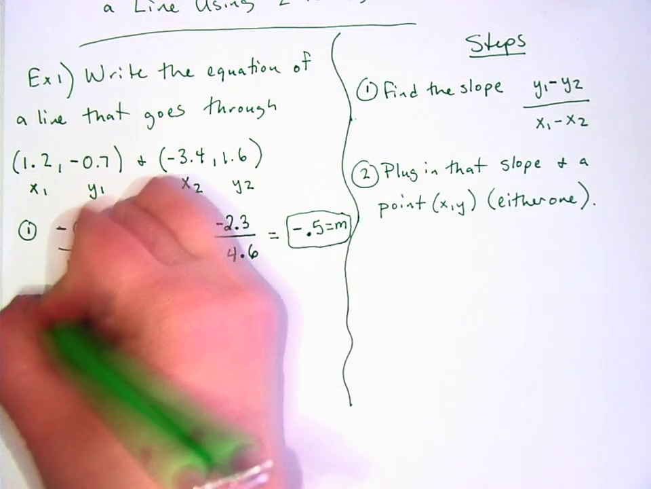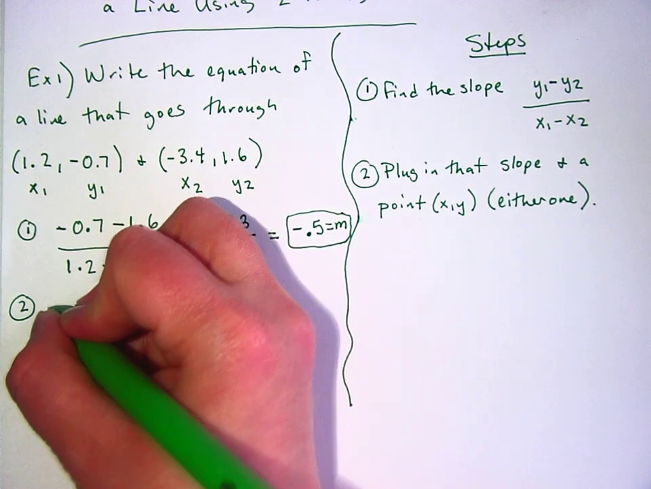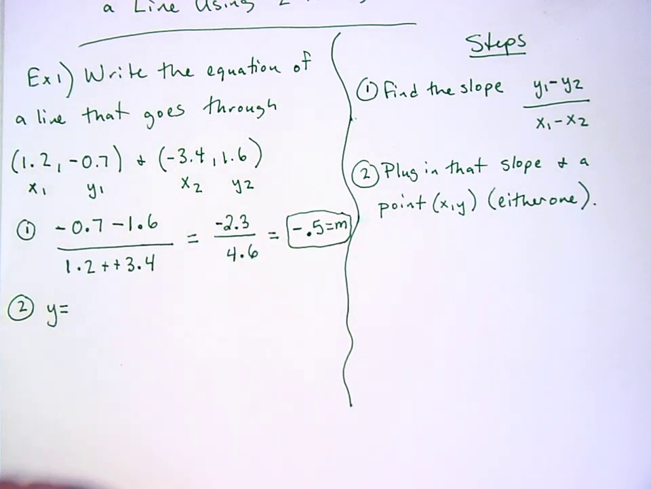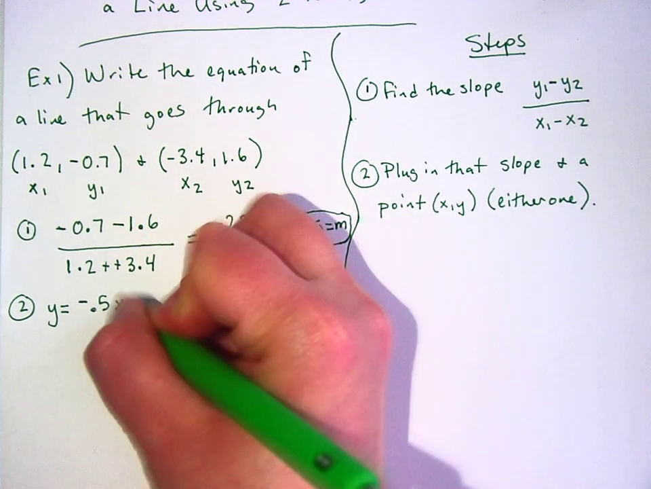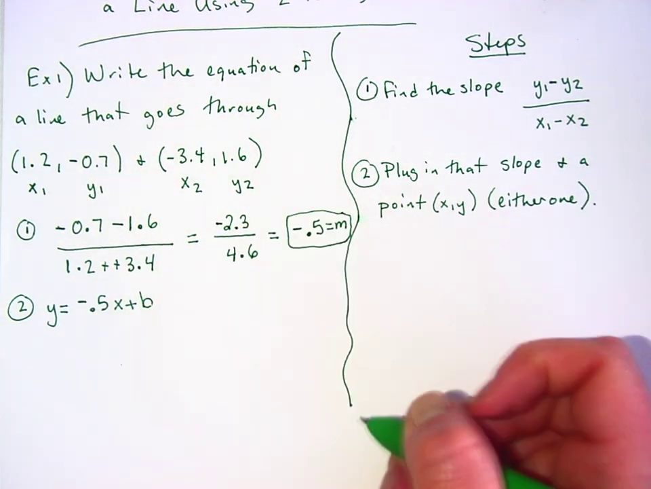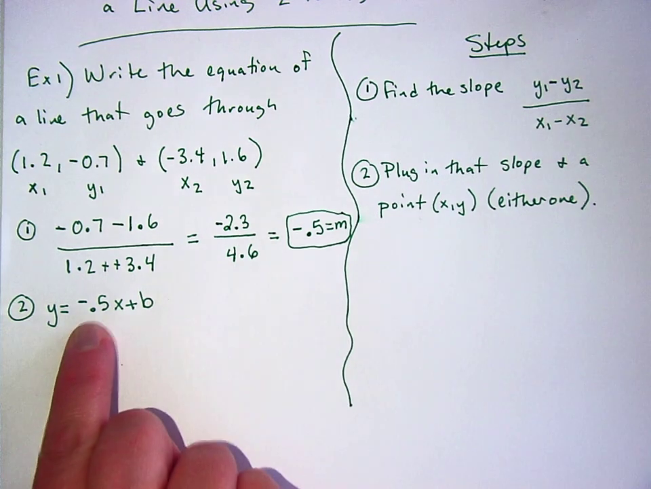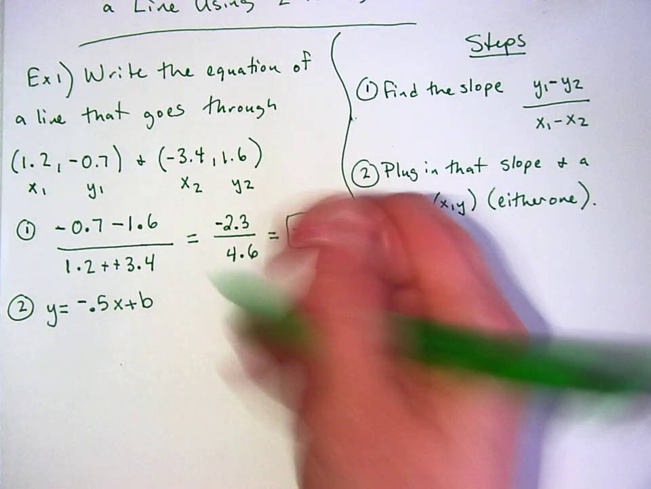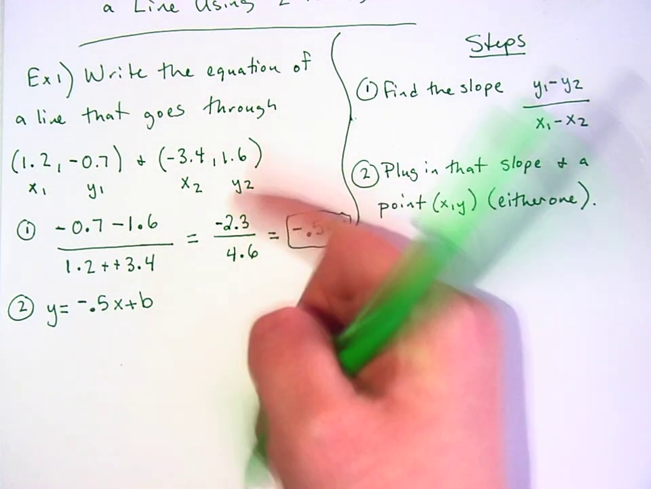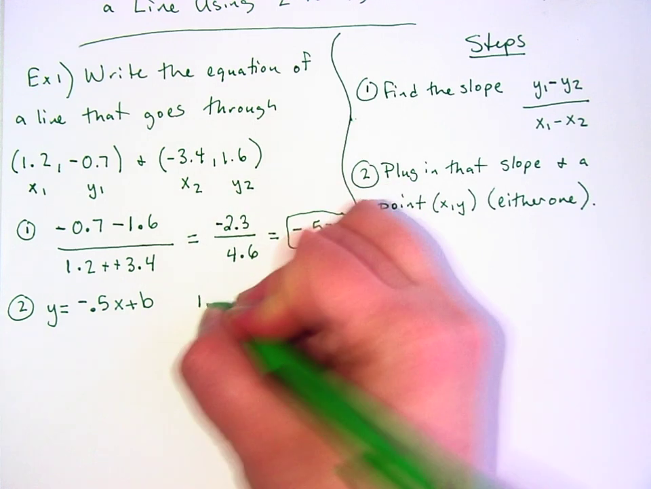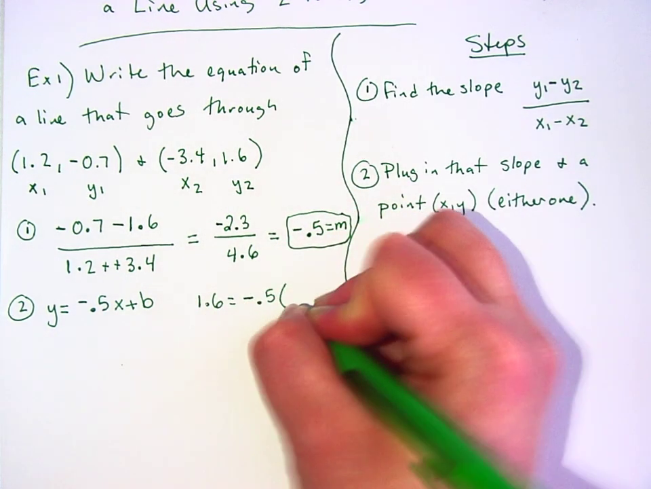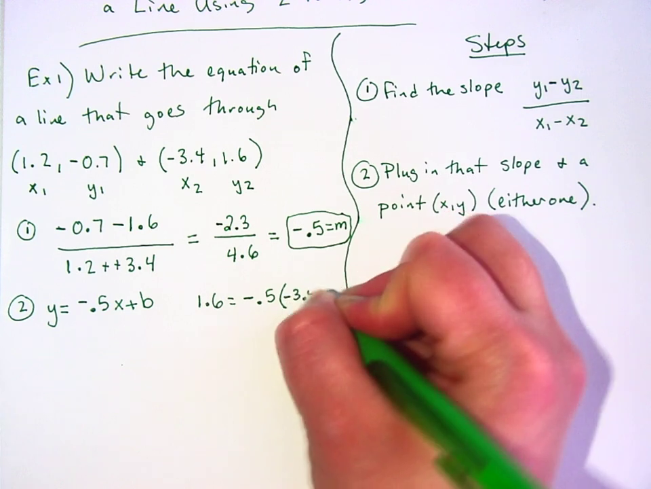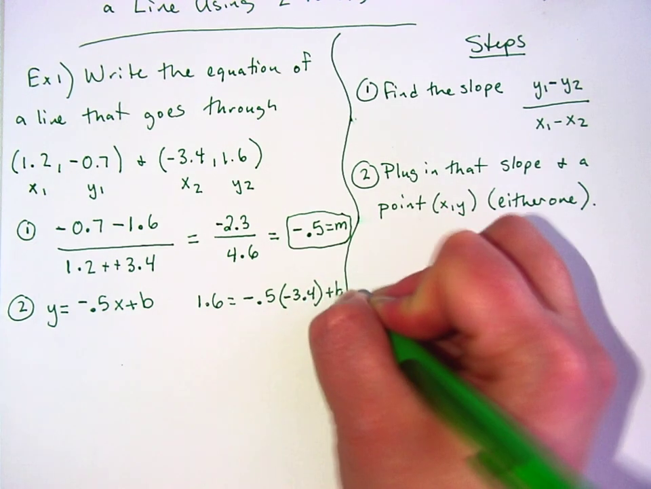This is step 2, and I'm gonna write y equals, but instead of m, I'm gonna write negative 0.5, x plus b, and then I'm gonna rewrite it one more time. That's just me filling in the slope. I'm gonna rewrite it one more time and use Zach's suggestion of using that second point. So I'm gonna write 1.6 equals negative 0.5 times negative 3.4 plus b, because I'm solving for b.